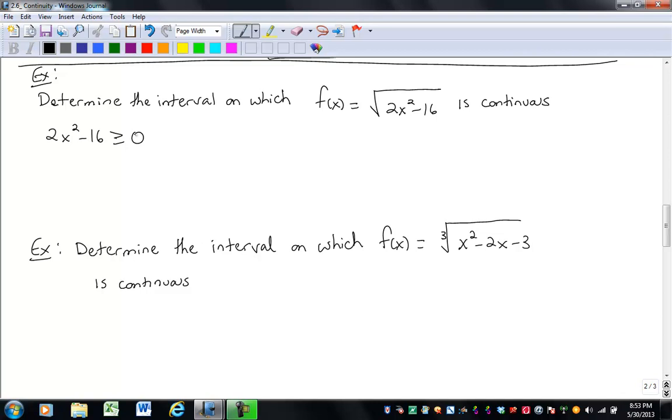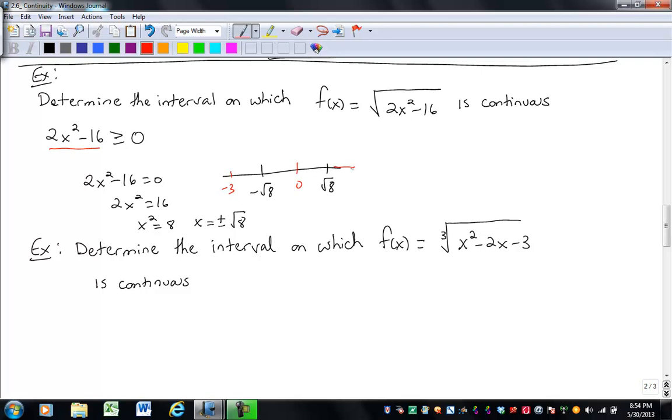Well, where does this happen? I can use the critical value method, or I can graph it in my calculator, but I know that 2x squared minus 16 equals 0. That means 2x squared equals 16, x squared equals 8. x equals plus or minus the square root of 8 is where 2x squared minus 16 equals 0. And so I can take some test points around here to figure out where 2x squared minus 16 is positive or negative. So I could do negative 3 and 0 and 3, because 3 is the square root of 9, which is a little bigger.